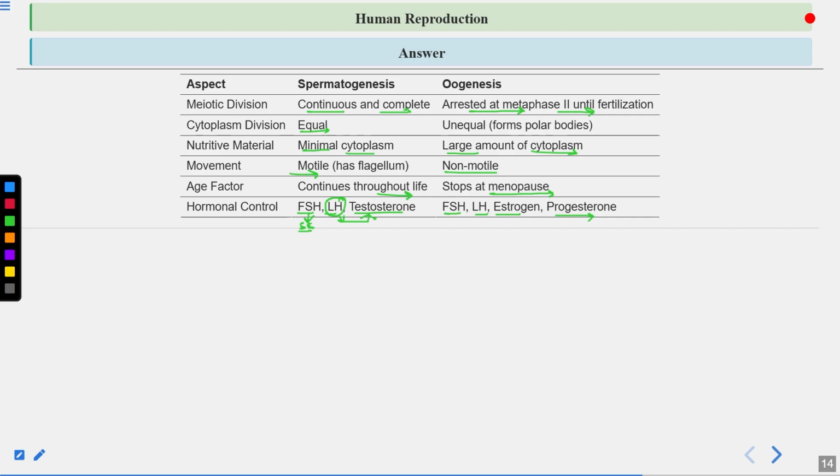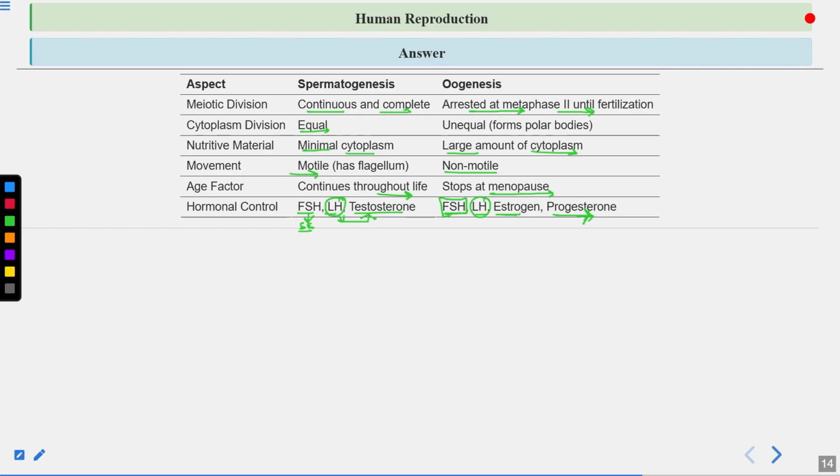Then in oogenesis, follicle stimulating hormone helps in the development of the follicles. Luteinizing hormone helps in the rupture of the Graafian follicle. Then estrogen and progesterone are also very important. Estrogen and progesterone play a very important role during the menstrual cycle.